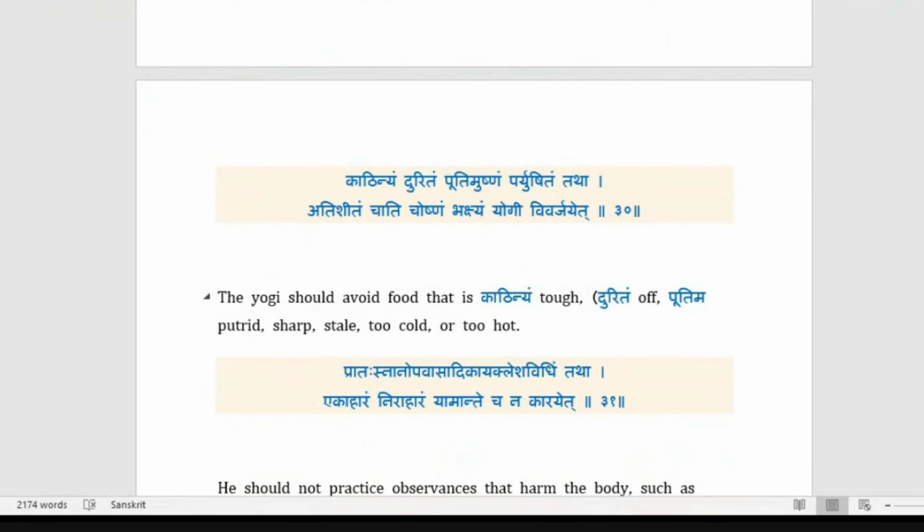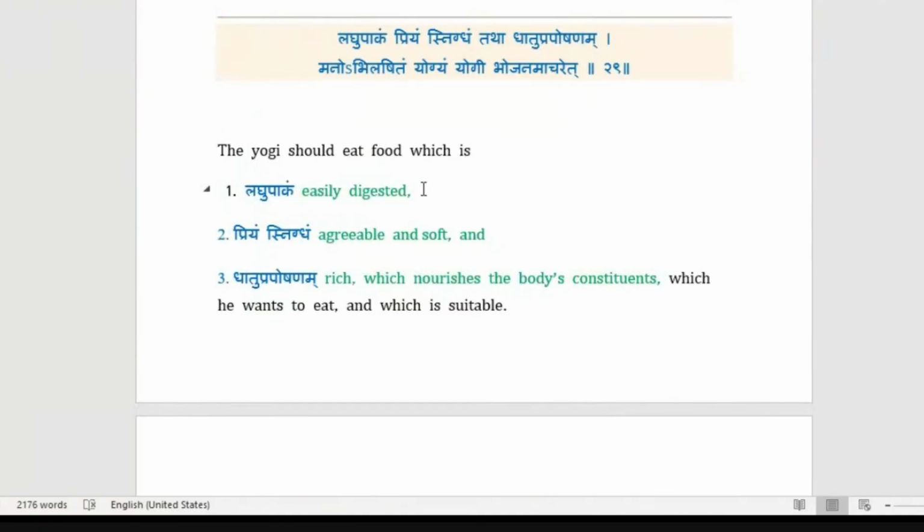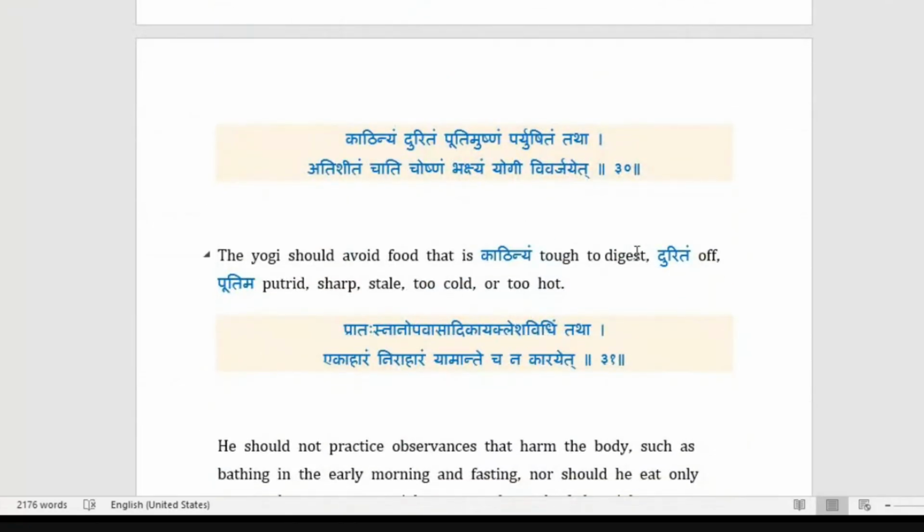As we had studied in the Hatha Yoga Pradipika also, some people eat very hot food or they take it out from the fridge and eat. So anything that is too cold or too hot is also not good. That is not good for our health. So kathinyam means tough. Tough means tough to digest, which is not easy to digest. That food should not be eaten, because here it is said laghu pakam, that means easily digested. The food that you eat should be easy to digest.